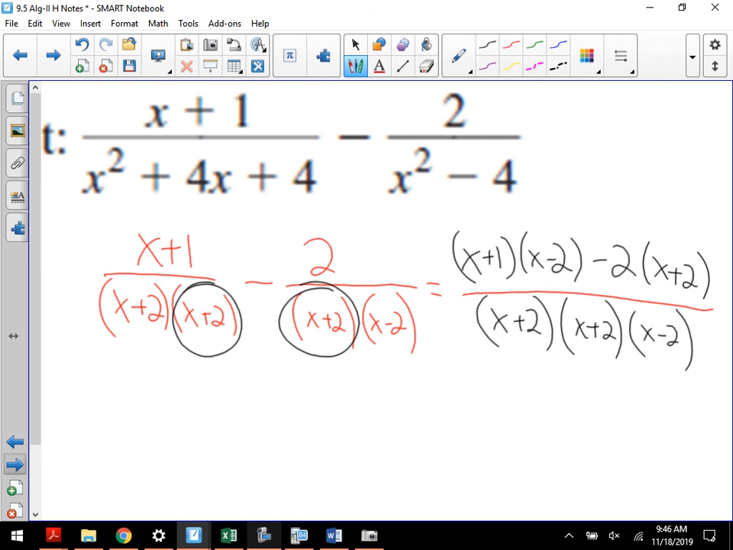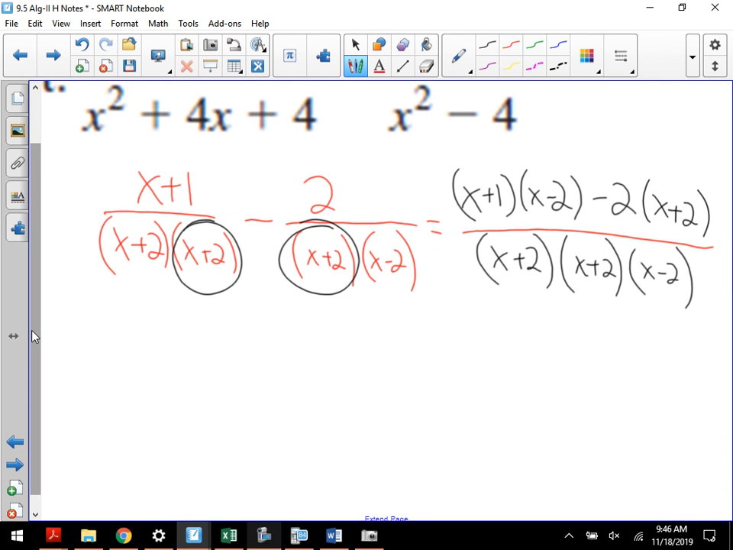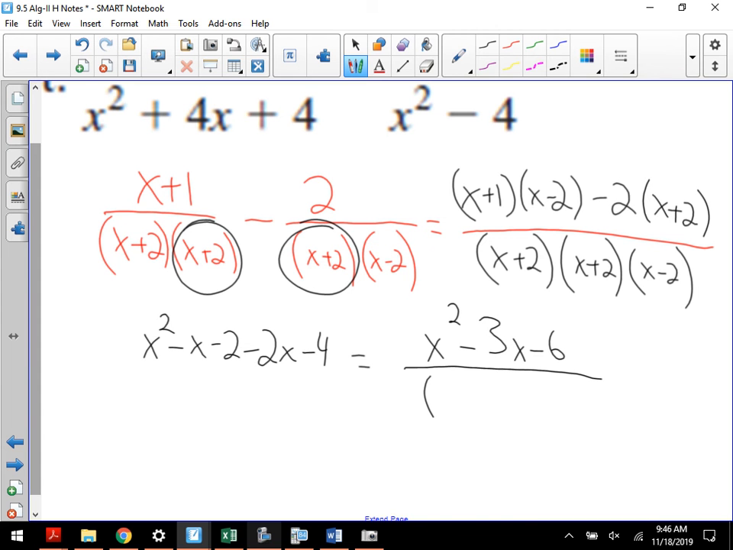FOIL out the top, combine like terms. We get x squared minus x minus 2 minus 2x minus 4 as you distribute all that out. You wind up with, for your numerator, x squared minus 3x minus 6 all over your common denominator. If you want to write it as x plus 2 quantity squared, that's fine.